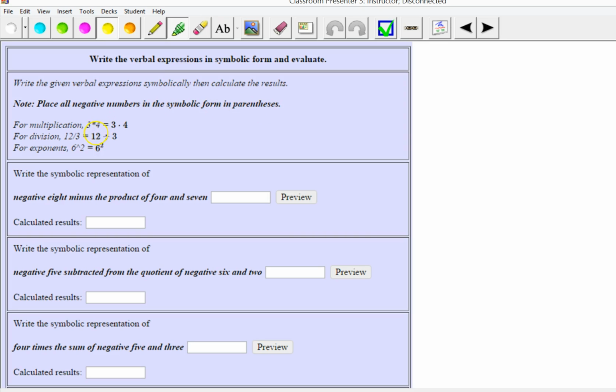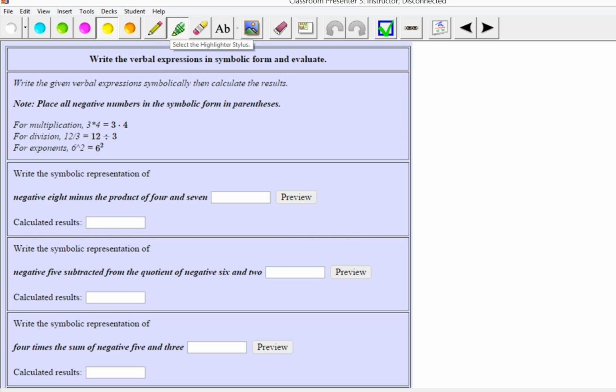For multiplication, you use the asterisk. For division, you're going to use the backslash bar. And for exponents, you're going to use a caret. Okay? So in all of these, you're going to type it in the box in these forms, but you can hit preview and make sure that the way you typed it is the way that the computer is reading it by hitting preview.